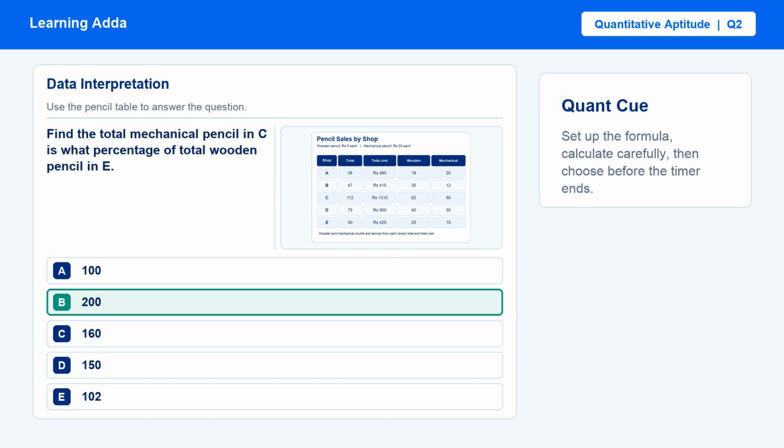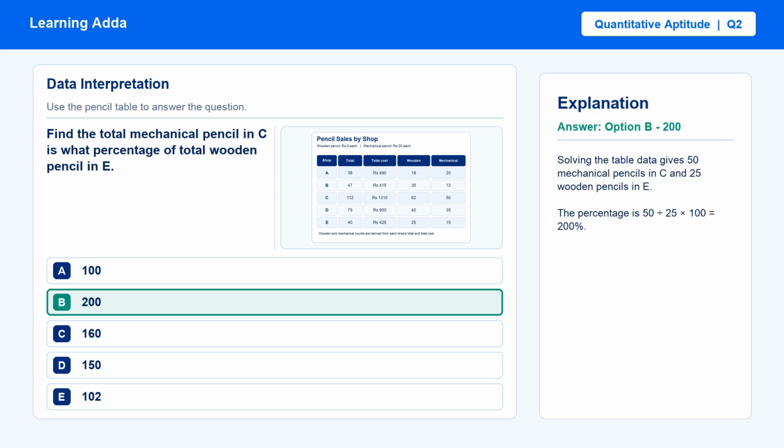The answer is option B 200. Solving the table data gives 50 mechanical pencils in C and 25 wooden pencils in E. The percentage is 50 divided by 25 multiplied by 100 is equal to 200%.